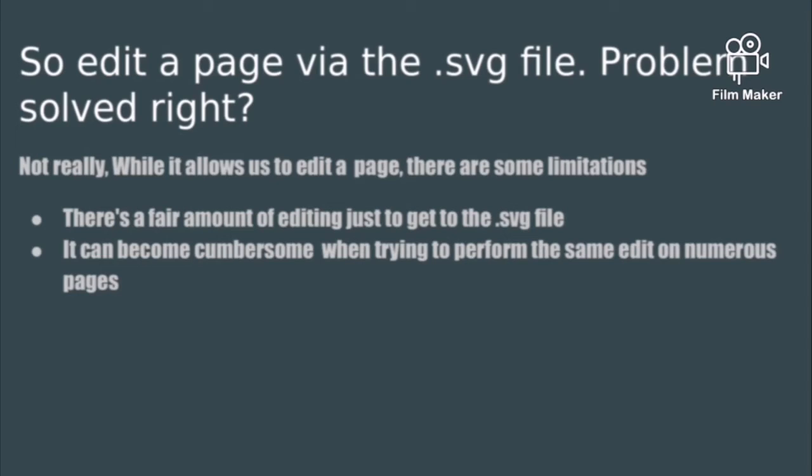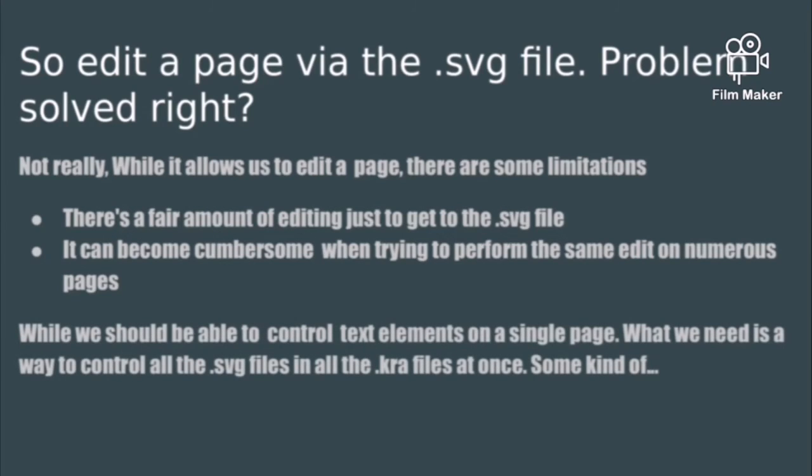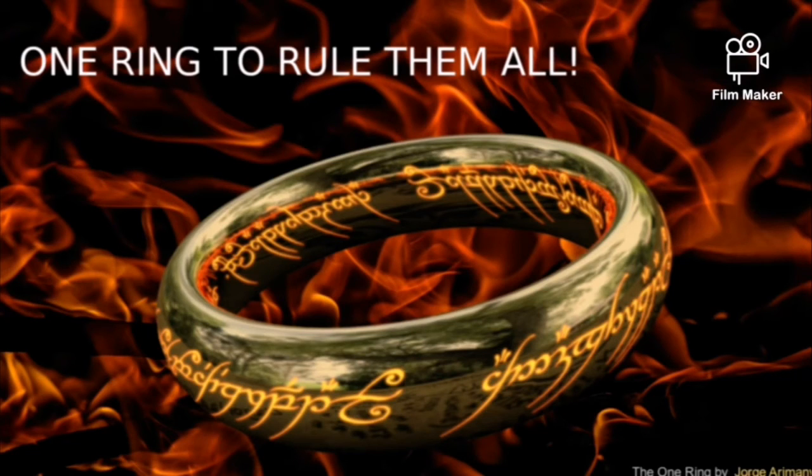I mean, it took us a couple of minutes to get one page set up. Imagine we had 100 pages, 1,000 pages. It doesn't scale very well, so we need a different solution for that. And ideally, if we're editing lots of pages at once, instead of having one page to control an SVG file, what we actually want is a way to control all the SVGs in all the KRA files at once. Like, I don't know, some kind of one ring to rule them all.